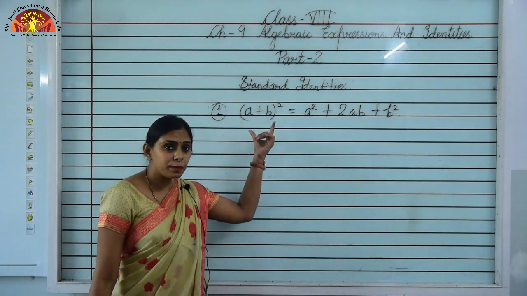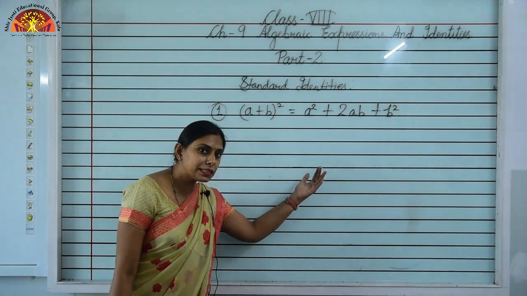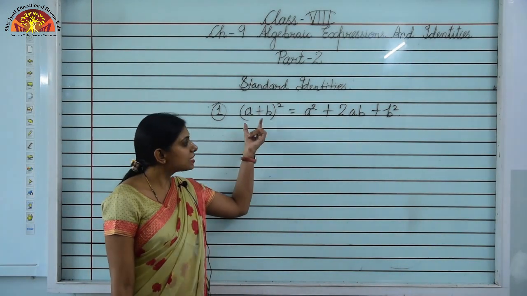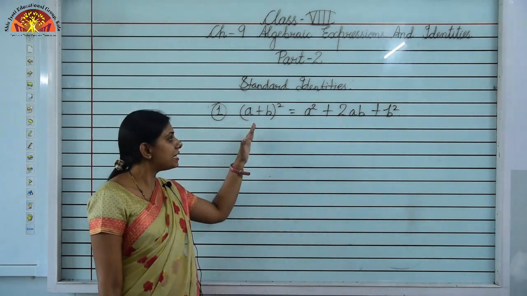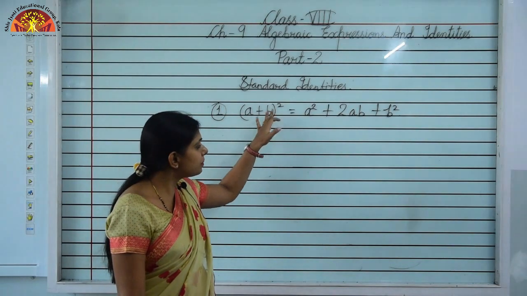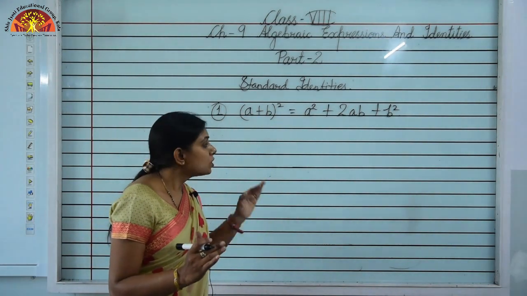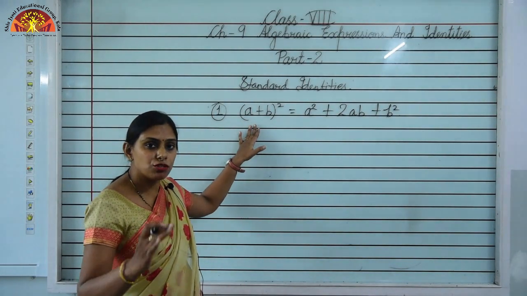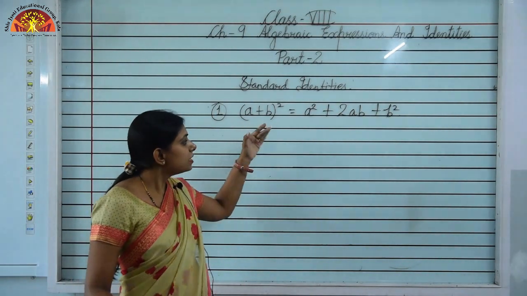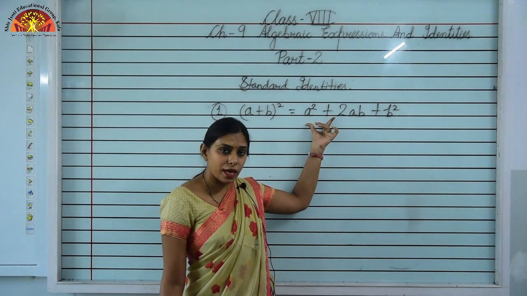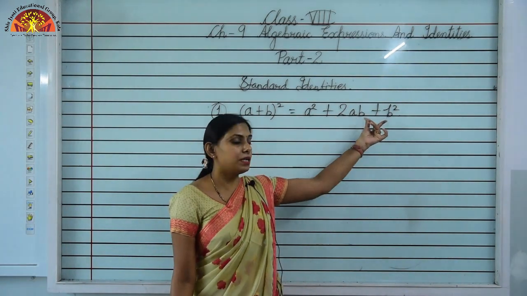A plus B whole square मतलब क्या होता है? यदि हम 2 का स्क्वायर लिखते हैं मतलब क्या होता है? 2 into 2. Similarly, if you are just writing the algebraic expression A plus B whole square, that means A plus B into A plus B. So when we are just carrying out the multiplication of A plus B into A plus B, it will come out to be A square plus 2AB plus B square.